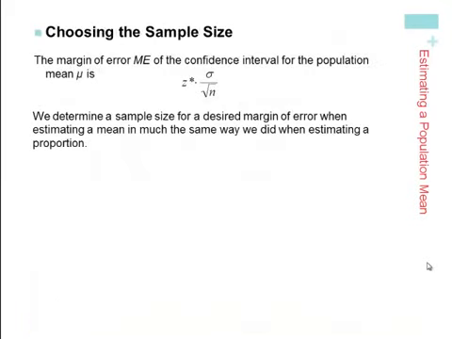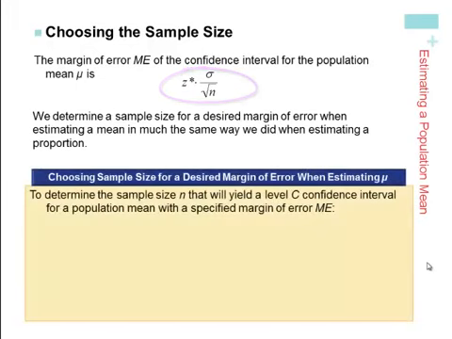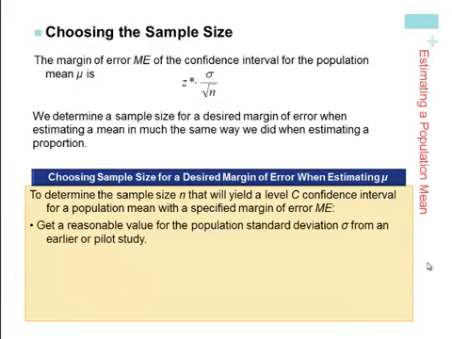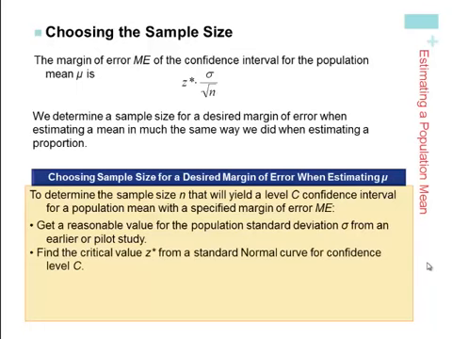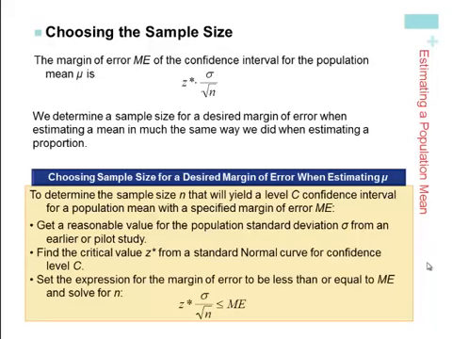If we need to choose a sample size for a study of means, our margin of error is z star times sigma divided by the square root of n. To get the number needed from the margin of error, we need to get a reasonable value for the population standard deviation from an earlier or pilot study, find the z critical value from the normal distribution, and set the expression for margin of error to be less than or equal to the margin of error that we're looking for, and solve.